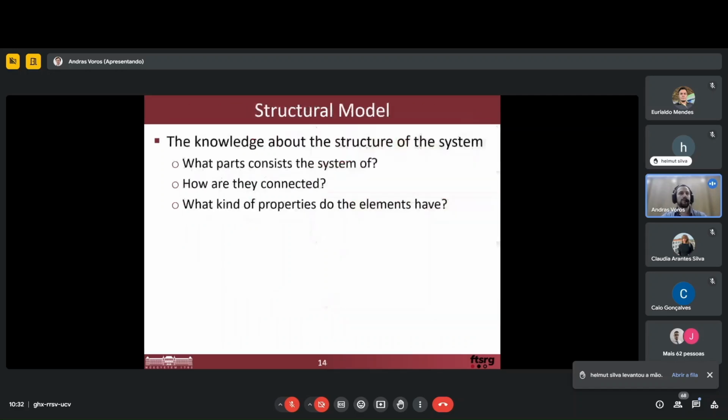So now we are in the structural part. So we have to capture the knowledge about the structure of the system. So what parts does the system consist of? How are they connected? What kind of properties do the elements have?